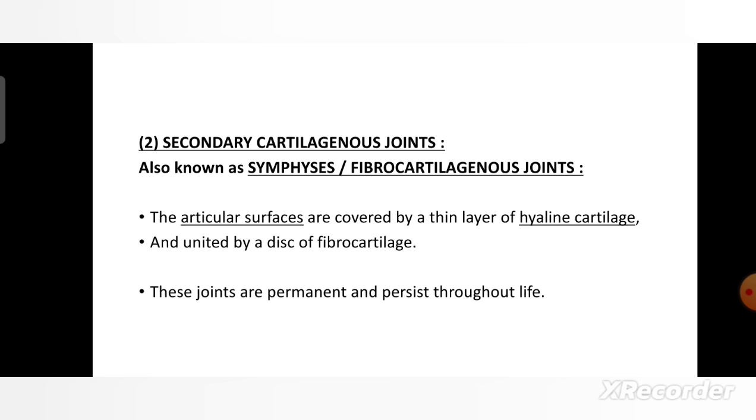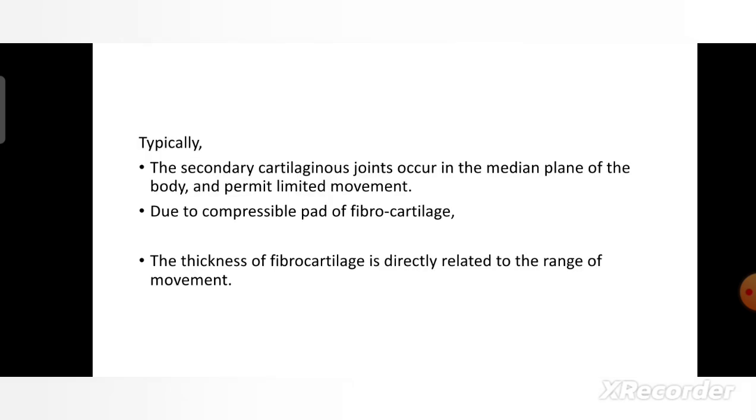The second type of joint is the secondary cartilaginous joint, which is also known as symphysis and fibrocartilaginous joint. In this, the articular surfaces are covered by a thin layer of hyaline cartilage and then united by a disc of fibrocartilage. These joints are permanent and persist throughout life. Typically, secondary cartilaginous joints occur in the median plane of the body and permit limited movement.